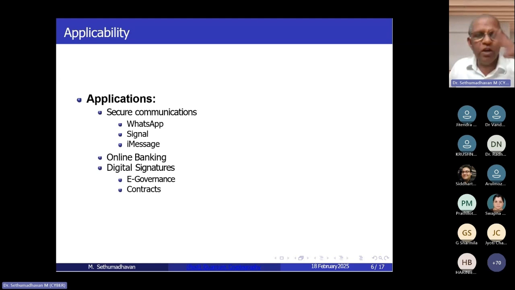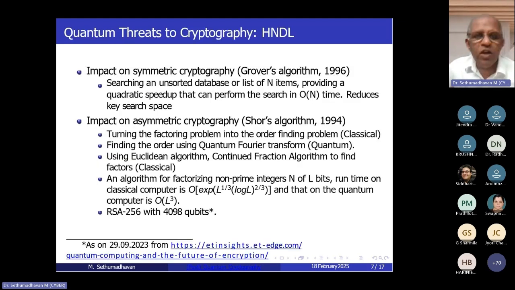You need not worry, you can do that. But when quantum computers come, what will happen? First of all, there is an impact on the symmetric crypto system. That is called Grover's algorithm, established in 1996. What Grover's algorithm does is search an unsorted database or list of n items.